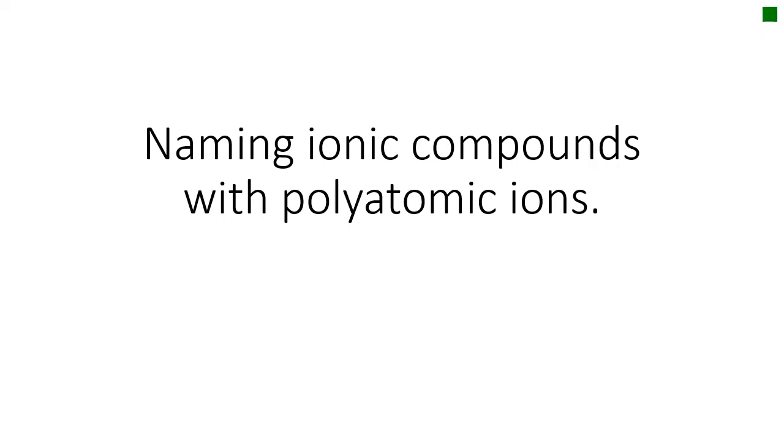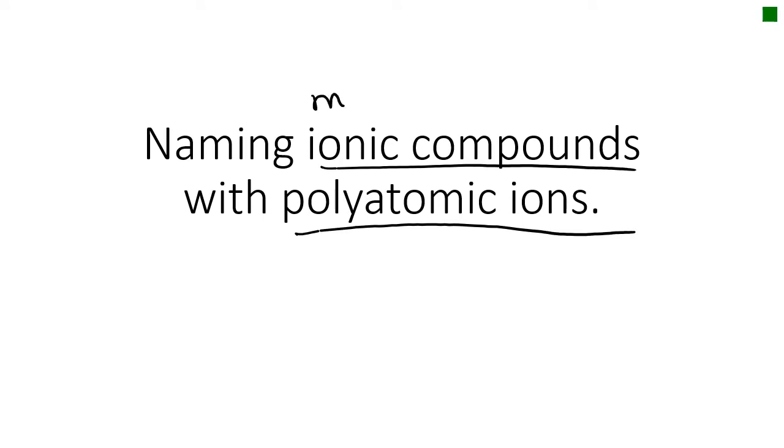So let's look at naming ionic compounds that contain polyatomic ions. We still know how to recognize these. We know that almost every single ionic compound is going to have a metal cation, and it's going to have a nonmetal anion.